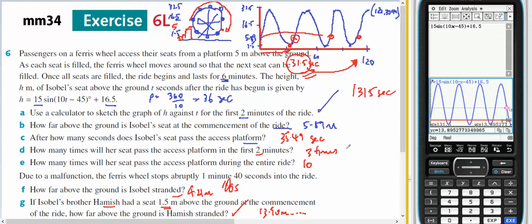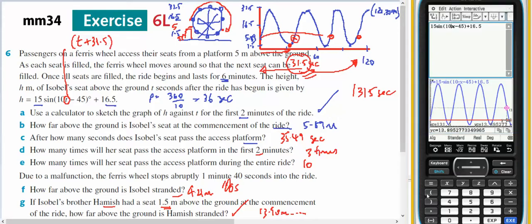Now I'd like to check that another way. If I was to work out Hamish's curve, I need to translate to the left 31.5. So what I would need to do is replace t with t plus 31.5. So if I put a bracket around x and put x plus 31.5, because a translation to the left 31.5 means I replace x with x plus 31.5.